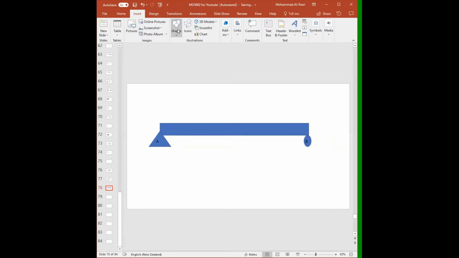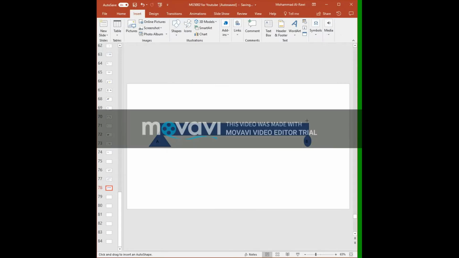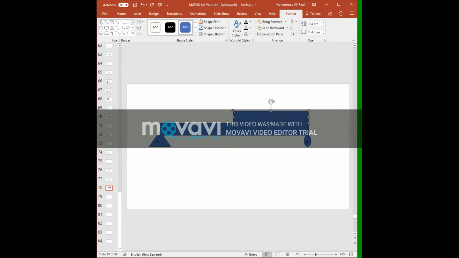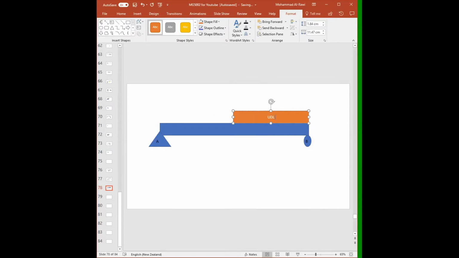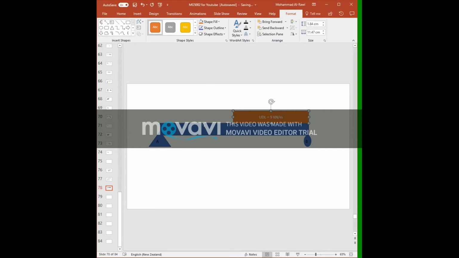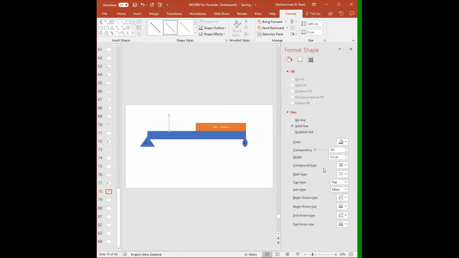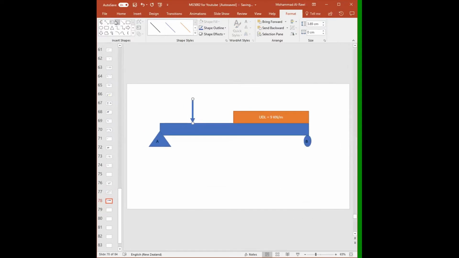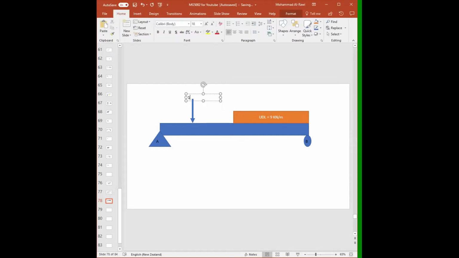Now, interesting thing, what's happened in this beam? On top of that beam, from that end till the center, something is different. Let's call it UDL. UDL equals to 9 kilonewtons per meter. Interesting. And there is also a load about this point. Let me make this load look very obvious. This load is, let's give a value, 12 kilonewtons.